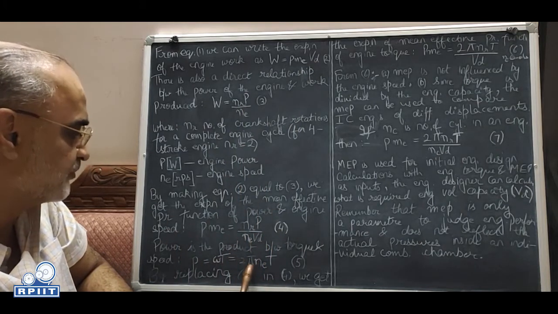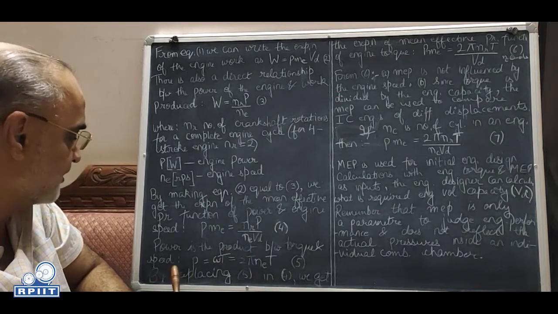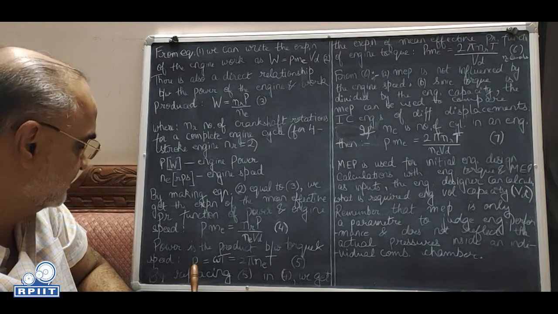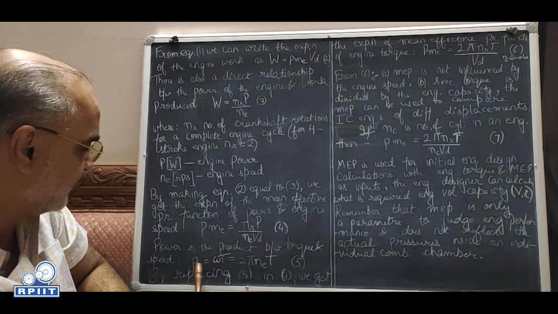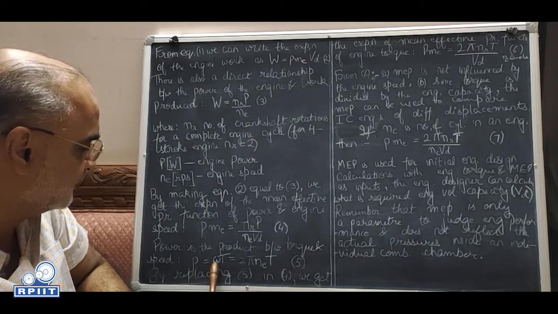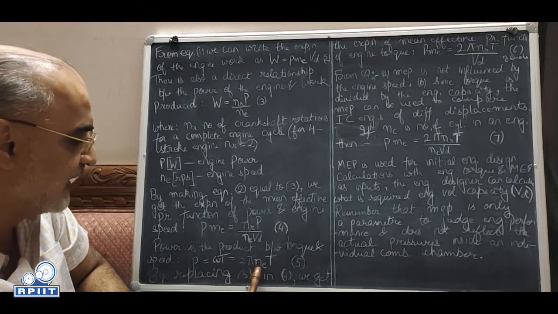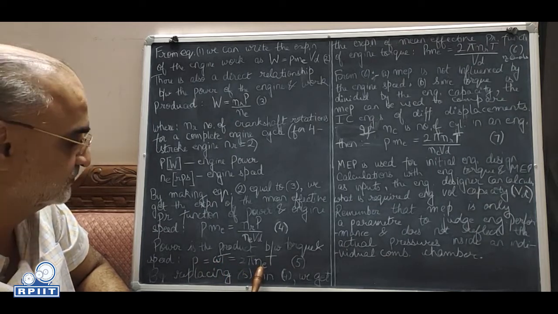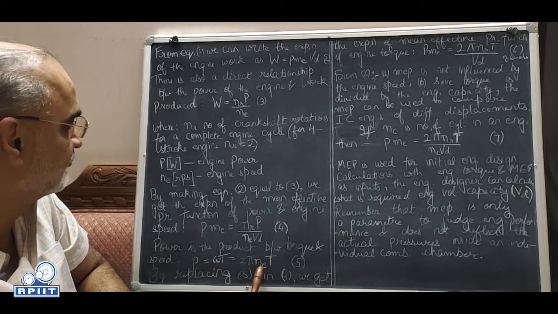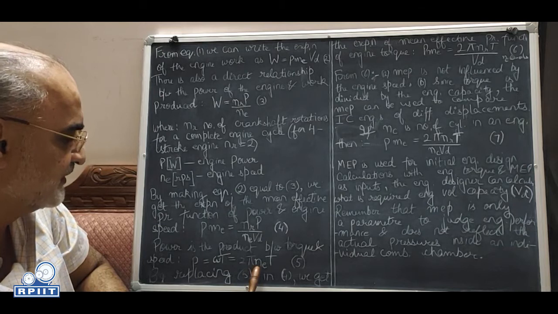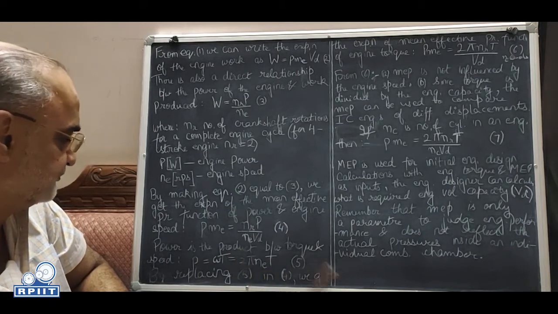Now power is the product of torque and speed. We know that. If omega is the speed, power is equal to speed into torque. Omega is nothing but 2 pi NE, the engine speed. So power is 2 pi NE into torque. This is 5.